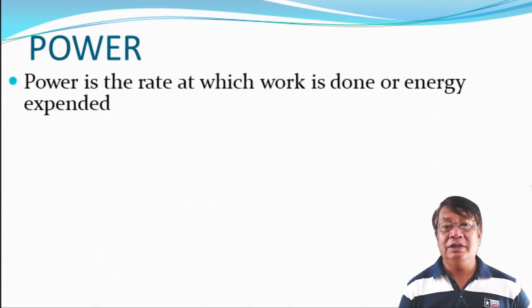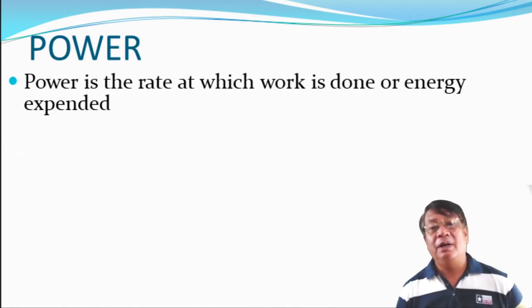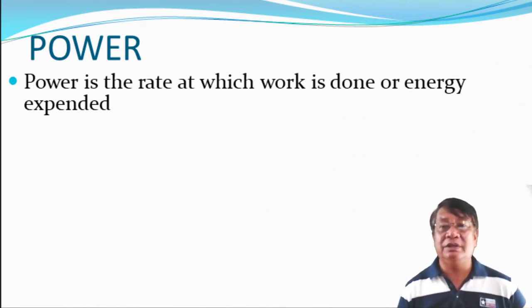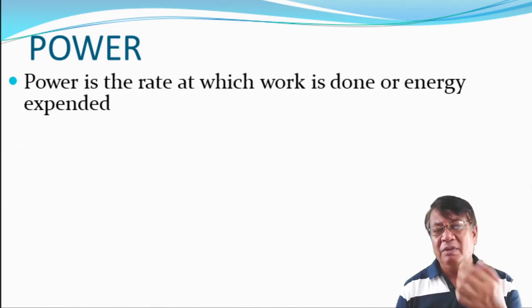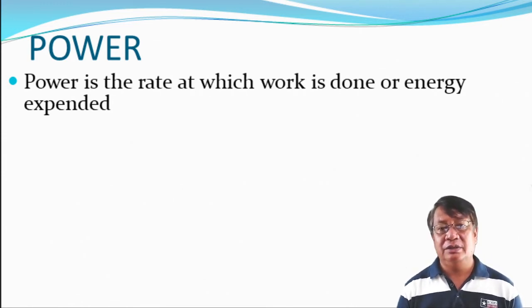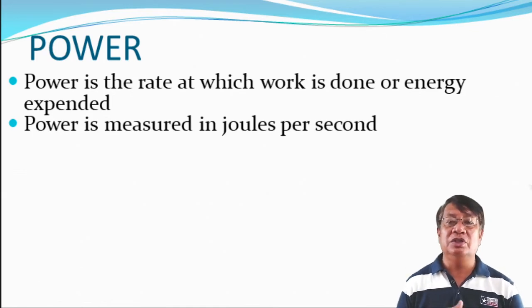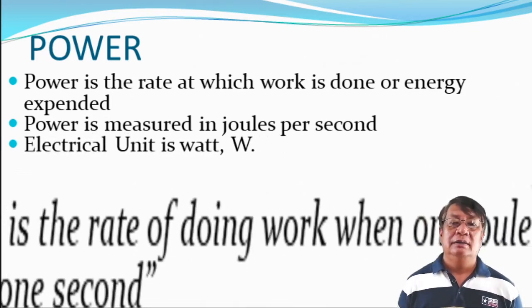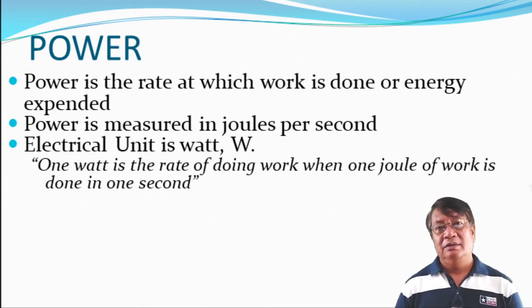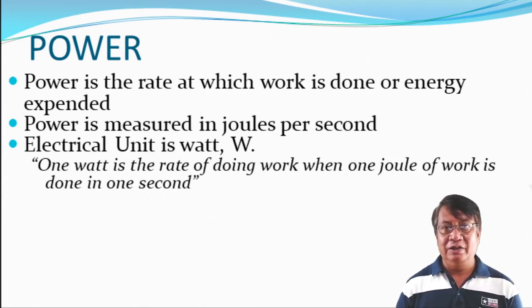Okay, so now let's continue to power. Okay, power is the rate at which work is done or energy expended. So how much energy is expended? So the rate of work done is called power. From there we will be able to solve for the power. So power is measured in joules per second, and it has a unit in watt, or kilowatt for a bigger value of power, or megawatt, and so on and so forth. So we have that the unit of power is the watt.